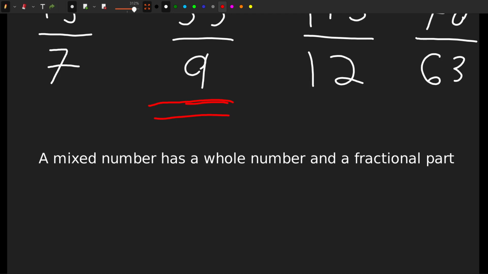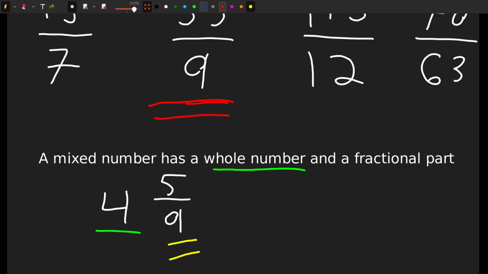But here's a very common example of a mixed number: 4 and 5/9. That's a common example of a mixed number. It has a whole part, and then it has its corresponding, and I'll use yellow for this, fractional part. Okay, that's what a mixed number is. And so now we're going to talk about converting an improper fraction to a mixed number.